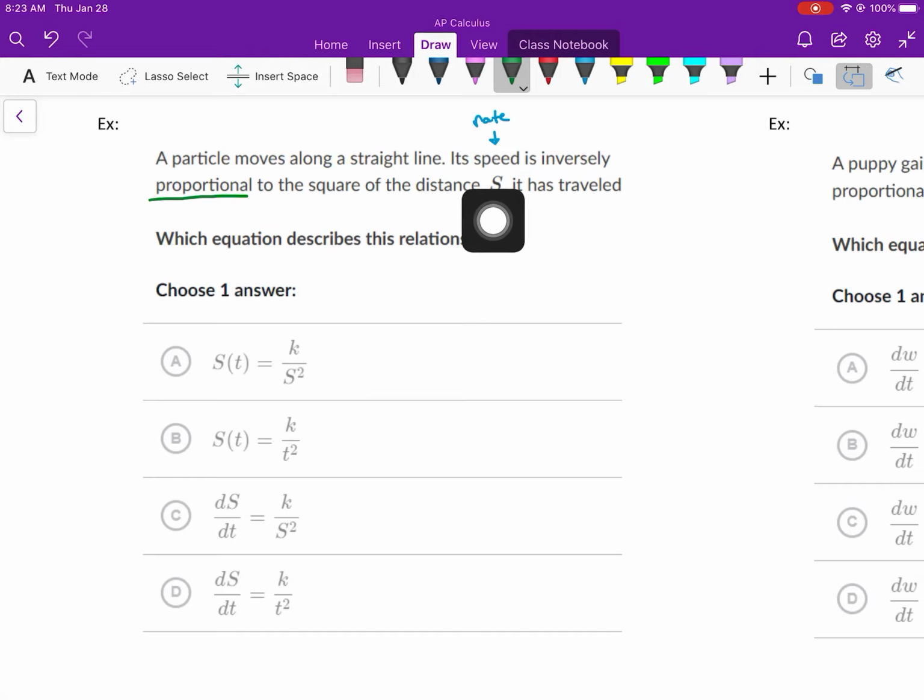So it's kind of like inversely proportional to itself in a sense, because the rate is going to be equal to the constant over the square of the distance. So what's the square of the distance? The square of s, you can see right here. And the fact that it's inversely proportional is the reason why it's on the bottom. If it didn't say inversely proportional, it just said proportional, it would be k times s squared.